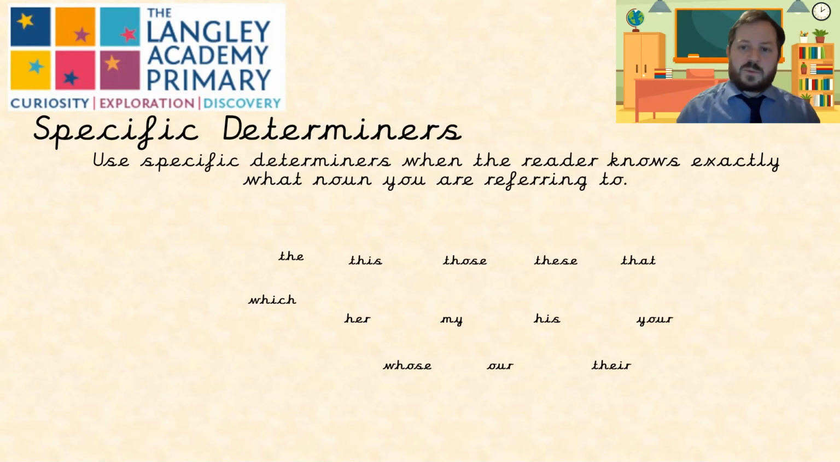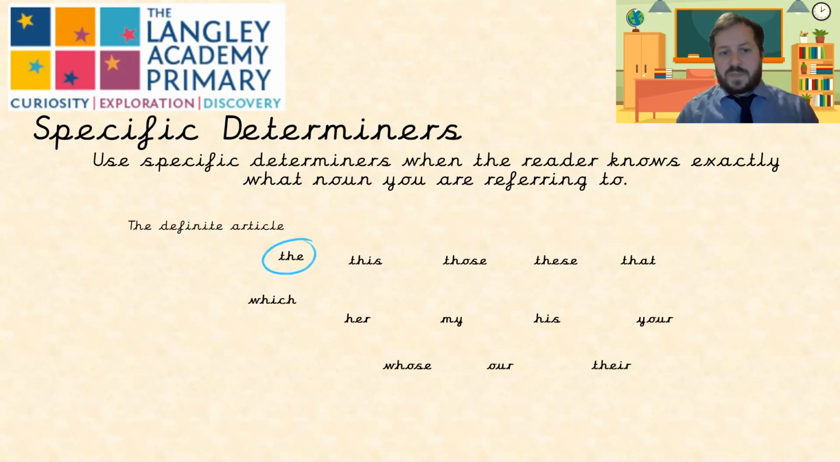You use specific determiners when the reader knows exactly what noun you're referring to. So you're being precise, and they know which noun you're talking about. You have four different types of these. The first one is the, and this is the definite article. It's the teacher; there's only one of them. Then you've got which, which is an interrogative determiner.